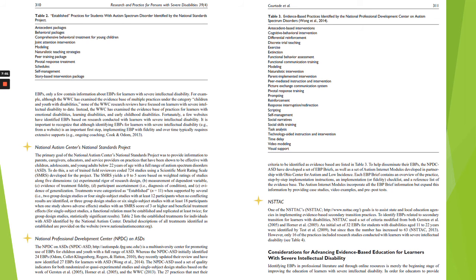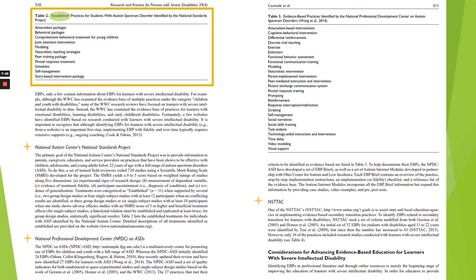By organizing it in this way, readers can go online to the different sources to find more information on the EBPs. Also, note that there are 2 more tables. Table 2 lists the established practices for students with autism spectrum disorder. Established means that there are some studies showing an evidence-based.